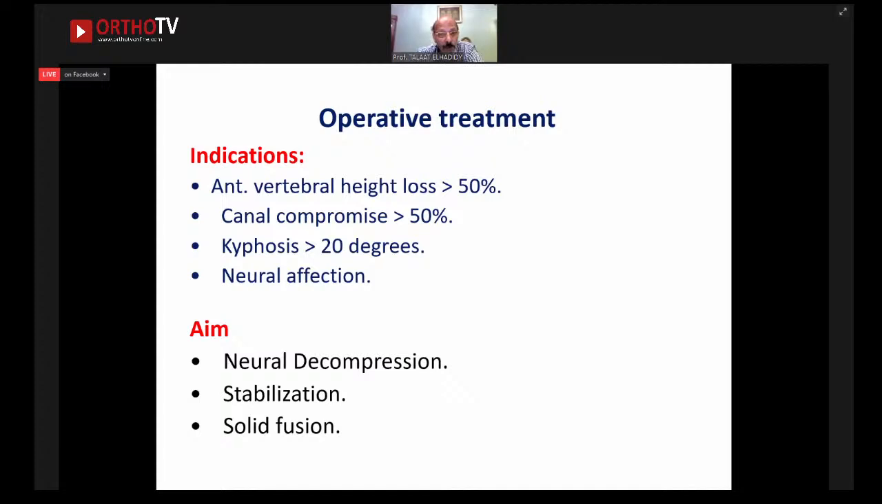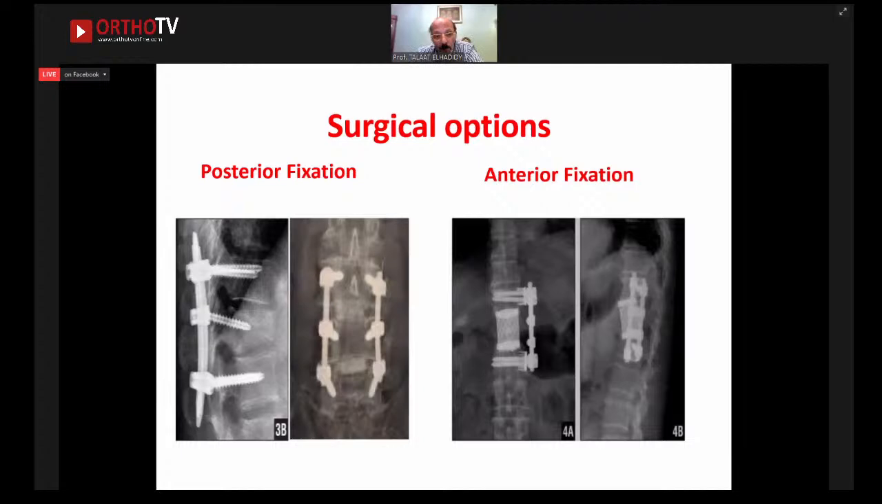If there is loss of height of more than 50%, canal compromise, or a neurological deficit, the aim of the surgery is, as I said, to decompress the canal, stabilize the spine, and end up with a solid fusion. The surgical options: totally posterior, whether minimally invasive or open surgery. Minimally invasive, if you don't have to open or decompress the canal, you put percutaneous screws through the back and stabilize the spine. Or anterior, where you have to decompress the canal, remove the broken vertebra, put a mesh, and stabilize through an anterior device.